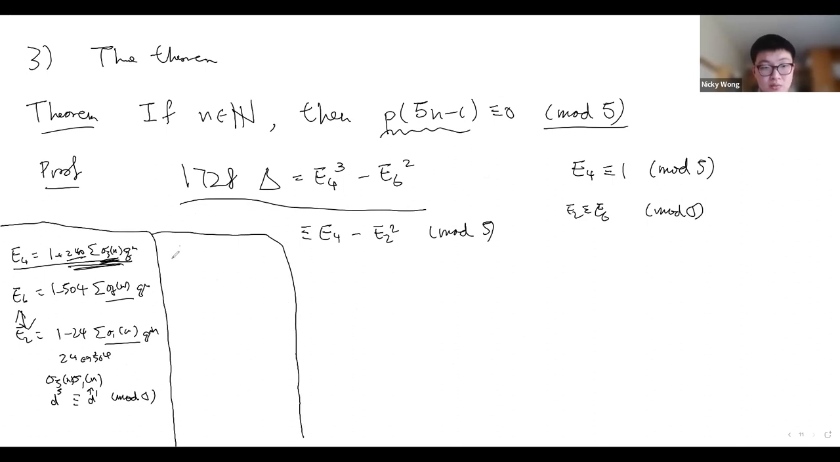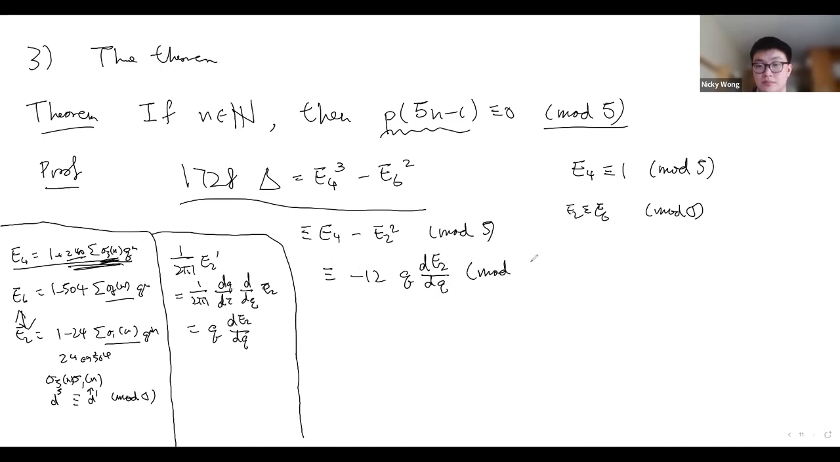which is that 1 divided by 2 pi i, E2 prime. If you expand it out, you have the chain rule, that's E2 pi i, dq d tau, because that's d over d tau, and then d dq E2. And as I mentioned, dq d tau is 2 pi i times q. So the 2 pi i's cancel. That's q d E2 dq. So that actually is just minus 12 q d E2 dq mod 5.